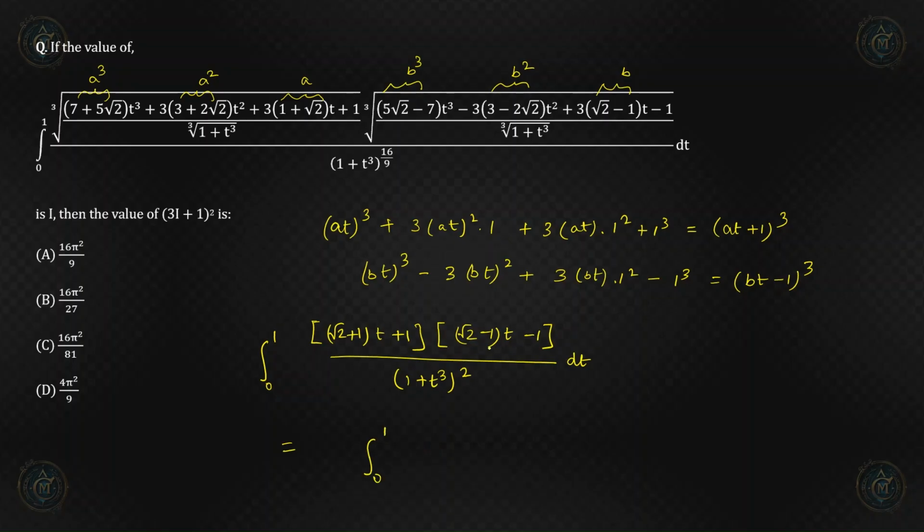Integral 0 to 1, then we have here, if we calculate, this is t square minus root 2 plus 1 plus root 2 minus 1, so this is minus 2t. Then we have minus 1 divided by 1 plus t cube whole square dt, okay. So we have to calculate this integral to evaluate our options. So let's calculate this. So I is integral 0 to 1 t square minus 2t minus 1 divided by 1 plus t cube whole square dt, okay.